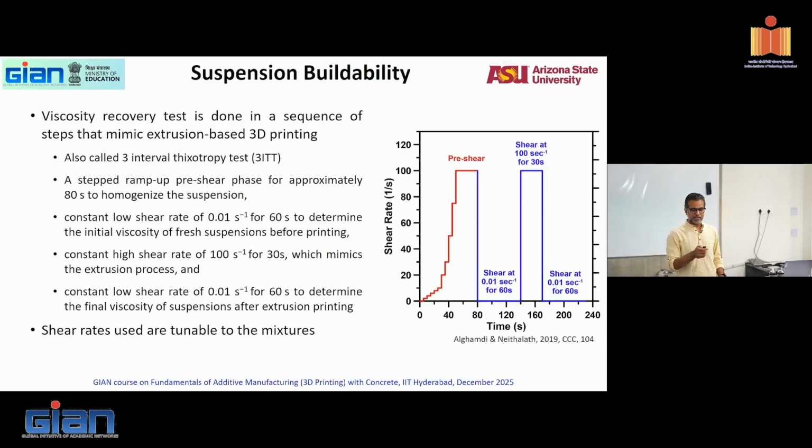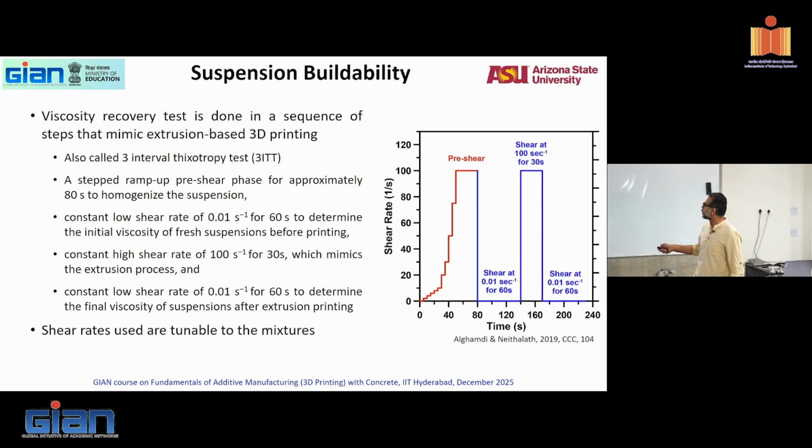All right. So we'll talk about the viscosity recovery test, which is a sequence, and this is a very simple test. What you do is a sequence of steps in your rheometer that mimics extrusion-based printing. So what is extrusion-based printing? This is called a three-interval thixotropy test, where you do a stepped ramp-up pre-shear. You're pre-shearing it initially for approximately 80 seconds. So this is the homogenization phase.